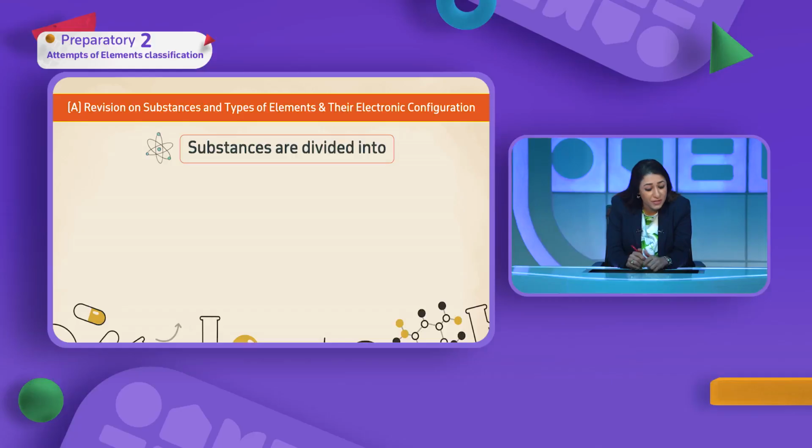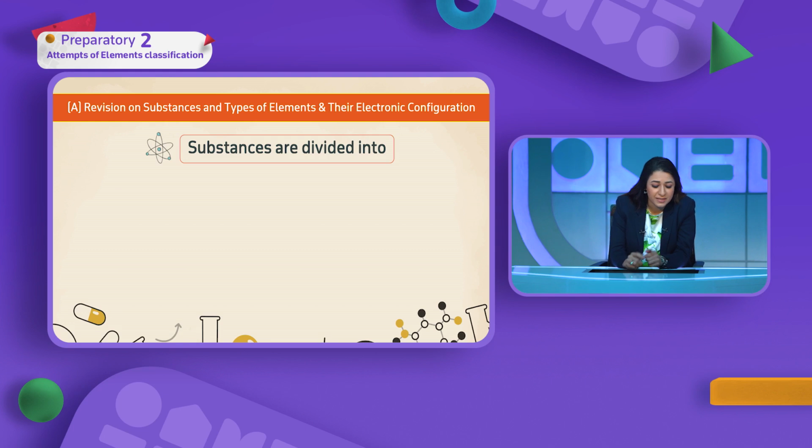Let's start together lesson 1, attempts of elements classification. Let's freshen up together about some information we took in first prep. As we see together here, the revision on substances and types of elements and their electronic configuration.